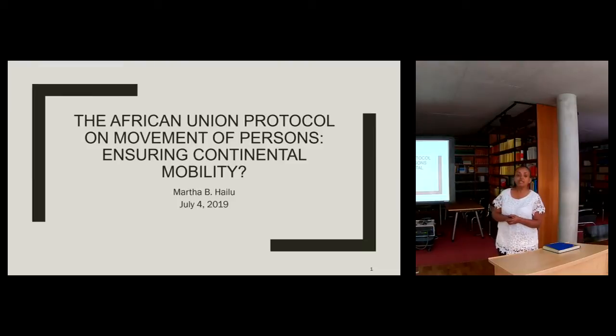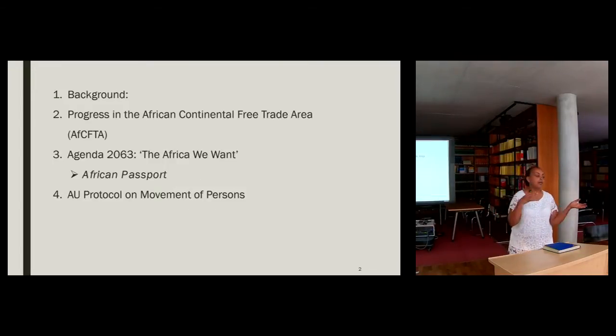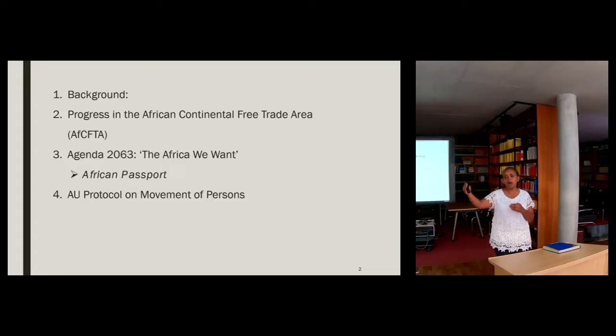So my presentation is on the recently concluded protocol on movement of persons. The protocol was concluded as part of the African Economic Community under the African Union. So my question is, how far can this protocol ensure mobility of Africans within the African border? To talk about that, first let's have a background on the integration process in Africa in general, and then I'll look at what the progress looks like in terms of the formation of the African Continental Free Trade Area. And then we have also a new aspirational document, Agenda 2063: what do we want Africa to be by the year 2063? And then I'll come to the protocol in particular.